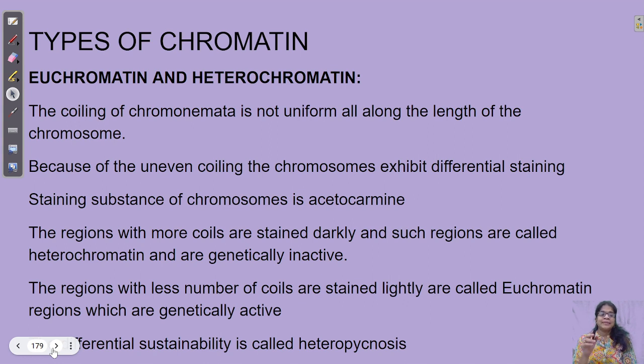I told you the staining substance of chromosome is acetocarmine. The regions with more coils are stained darkly, and such regions are called heterochromatin, and are generally inactive because they are not transcribed or translated. The regions with fewer coils are lightly coiled and are called euchromatin, which are generally genetically active. This differential staining is called heteropycnosis. Please remember the term. These are all the basic information regarding the chromatin.